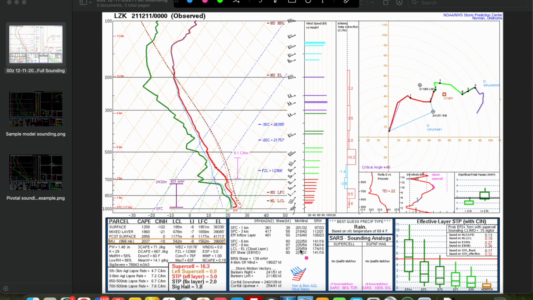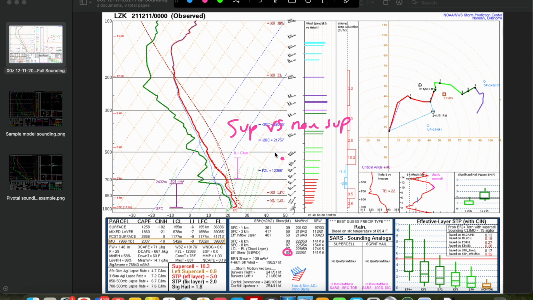So effective shear is, again, a good discriminator, a little bit better discriminator, just like the effective inflow layer. SRH is a little bit better discriminator between tornadic and non-tornadic supercells than the 0 to 1 kilometer layer, a fixed layer. The effective shear is a little bit better at discriminating supercell versus non-supercell environments than the 0 to 6 kilometer layer, which is fixed. Again, they're going to be similar very often.